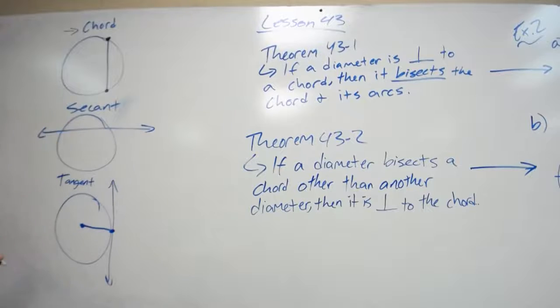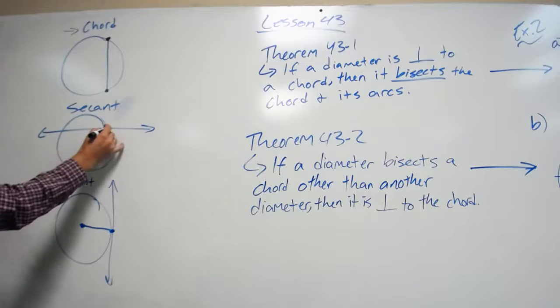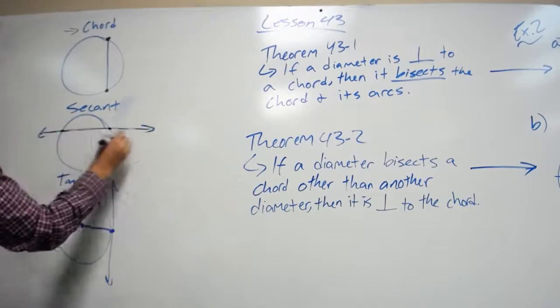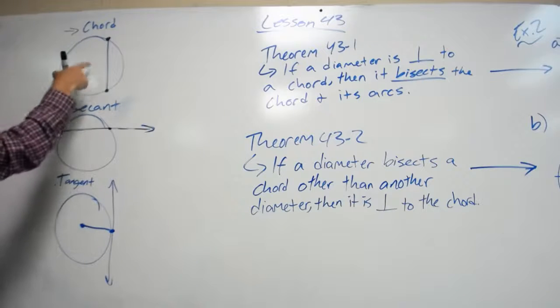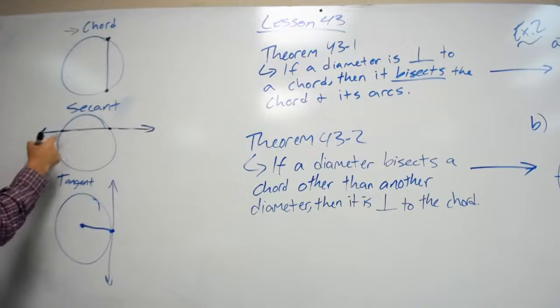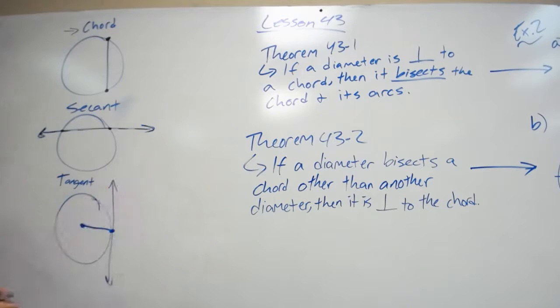A secant, the definition of a secant, is a line that intersects a circle at 2 points. So this line intersects the circle at 2 points, but notice it keeps going. The difference between a secant and a chord is a chord stops at the endpoints, it's a line segment, and a secant keeps going. And then the last one is a tangent.